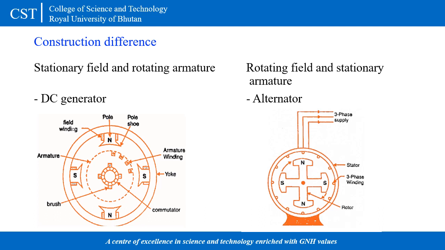So before going into the main construction, first we should know the construction difference between DC generator and alternator. In DC generator, the field is stationary whereas the armature is rotating, and in alternator, it's just the opposite of DC generator. Field is rotating and armature is stationary.